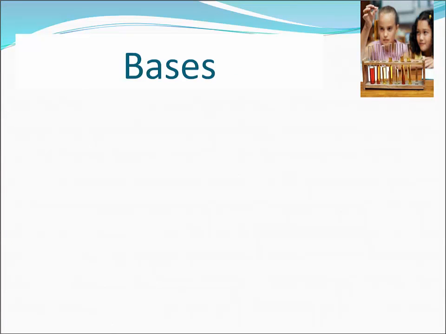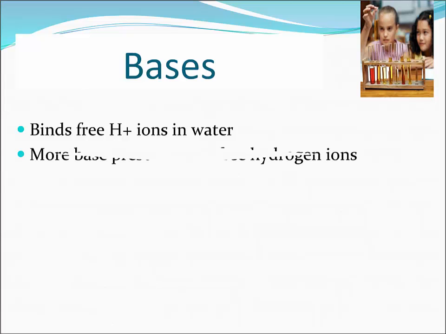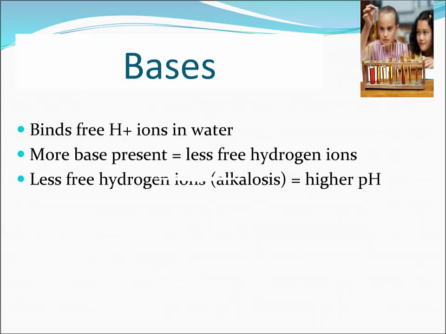Okay, so bases. Bases bind free hydrogen ions in water. And in fact, Iggy refers to bases as hydrogen ion acceptors on page 200. So it stands to reason that if there's more base present, there will be fewer free hydrogen ions. And if there are fewer free hydrogen ions, that's called alkalosis, the pH will go up because of the inverse relationship.